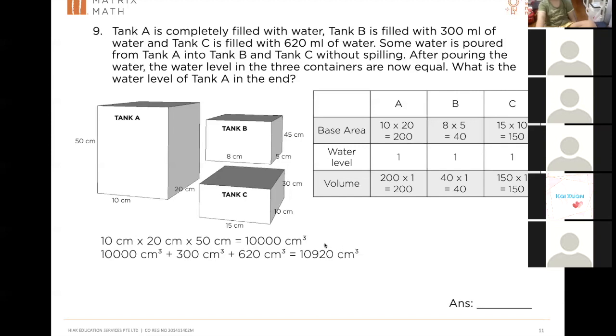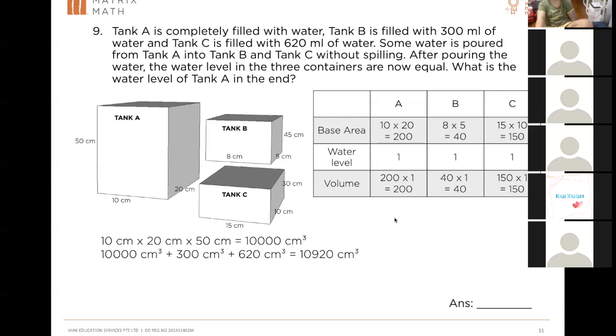So you have 10,920 cubic centimeter of water. And every pour, each time you pour into A, B, C, you're going to pour 200 into A, 40 into B, 150 into C. So this is one pour. You must pour until you completely drain out 10,920 cubic centimeter. And if you pour it in this manner, every pour, the water level in each container will rise by 1 centimeter. That's what this table means. And that is why this table is very important.